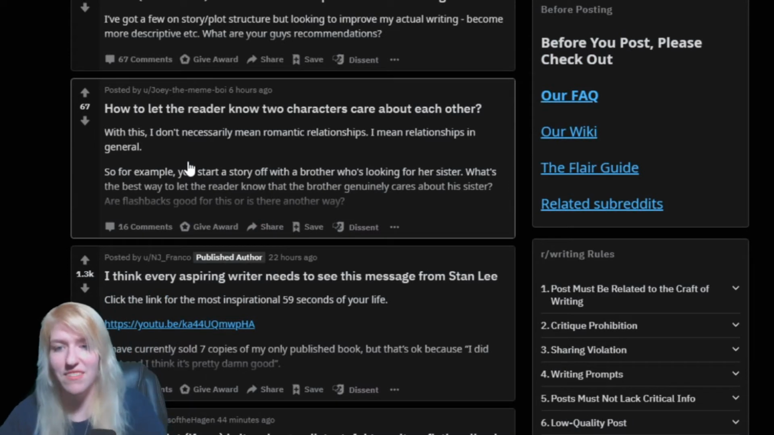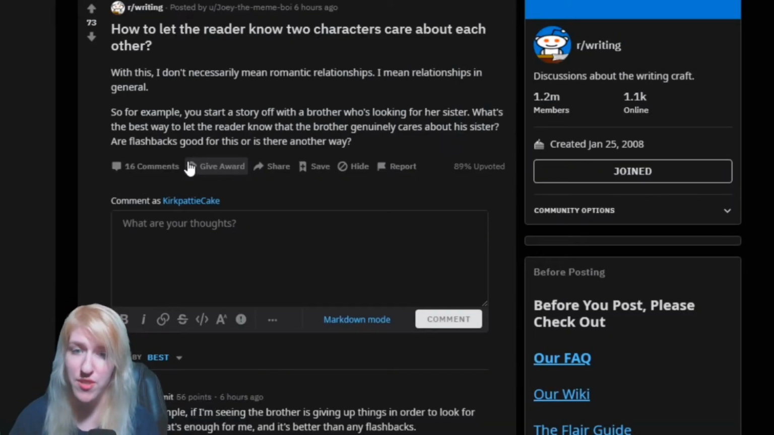How to let a reader know two characters care about each other. With this, I don't necessarily mean romantic relationships, I mean relationships in general. For example, you start a story off with a brother who's looking for his sister. What's the best way to let the reader know that the brother genuinely cares about his sister? Are flashbacks good for this, or is there another way?